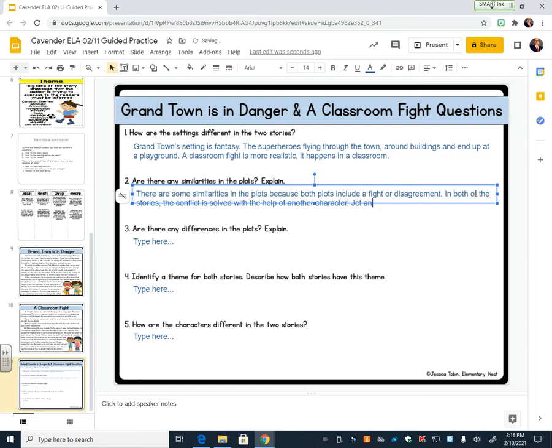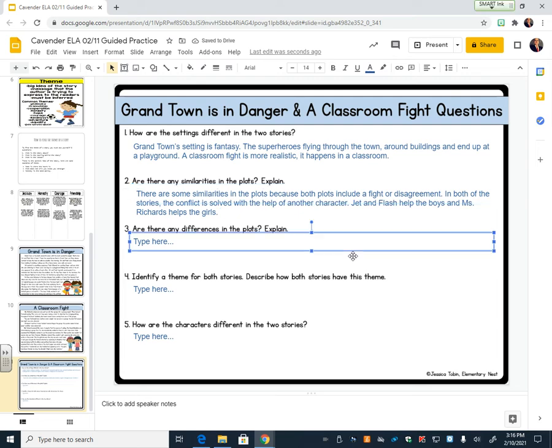Jet and Flash help the boys, and Miss Richards helps the girls.